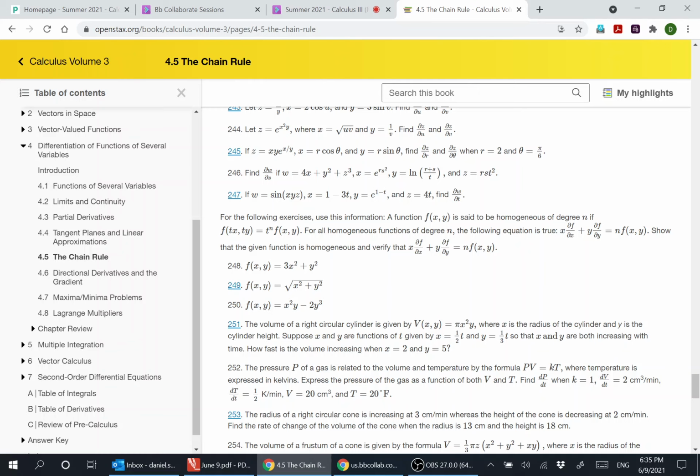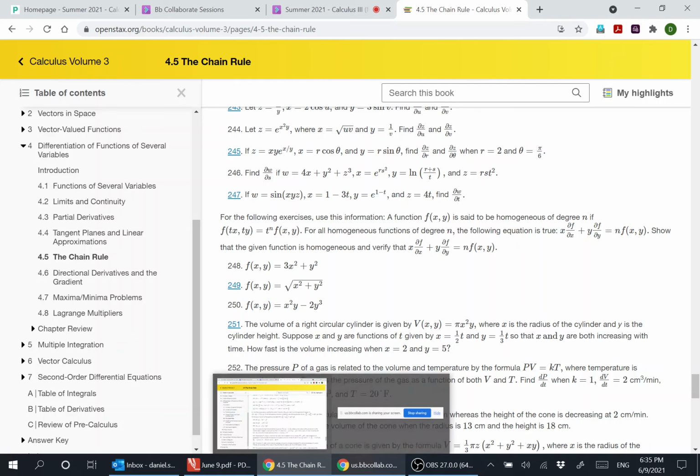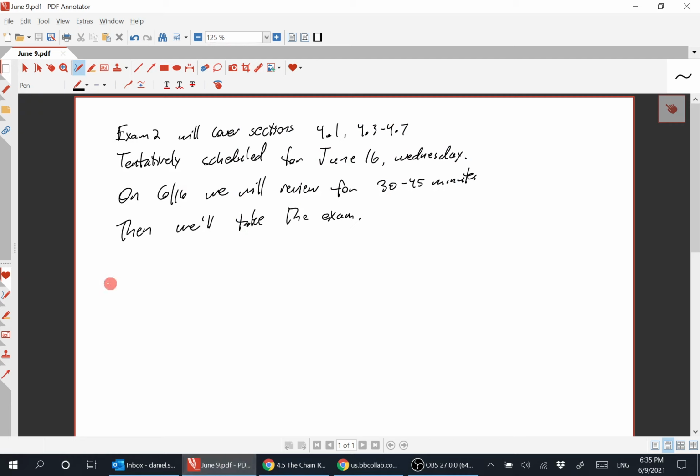A function f(x, y) is said to be homogeneous of degree n if, well, let's leave out 250. That's a little bit too esoteric for now, I think. So in section 4.5, number 250, omit that one. So number 254 is the next one.